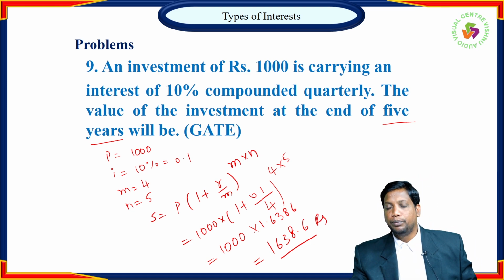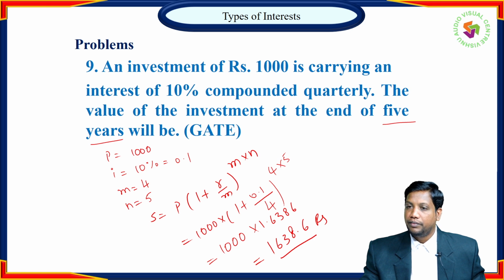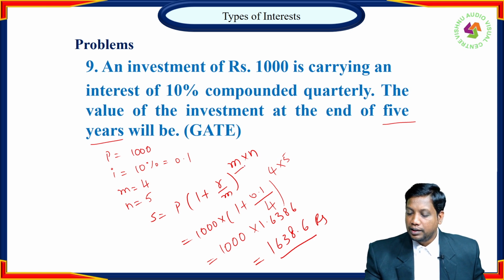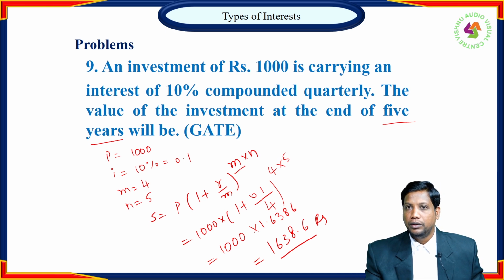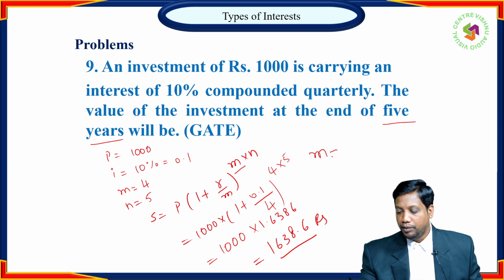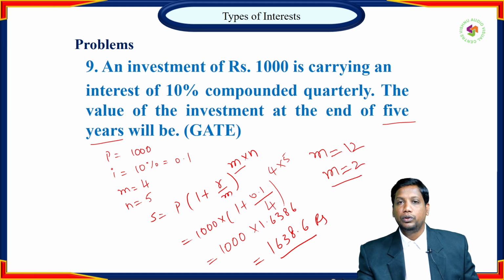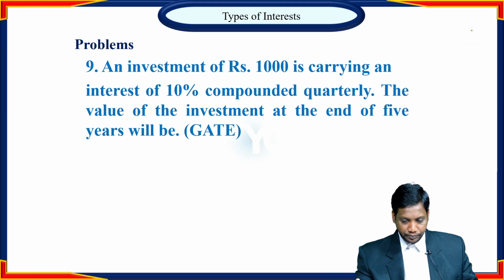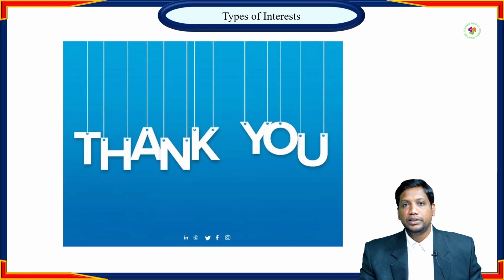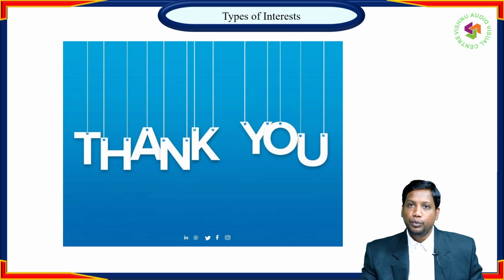This is a very simple problem. The only thing is that we need to note that quarterly payments have been stated. So m equals 4 we need to substitute, and if it is stated monthly, then m equals 12, and if it is stated semi-annually or half yearly, m equals 2 we need to substitute in this formula. So this is about simple interest, compound interest and continuous interest calculation.